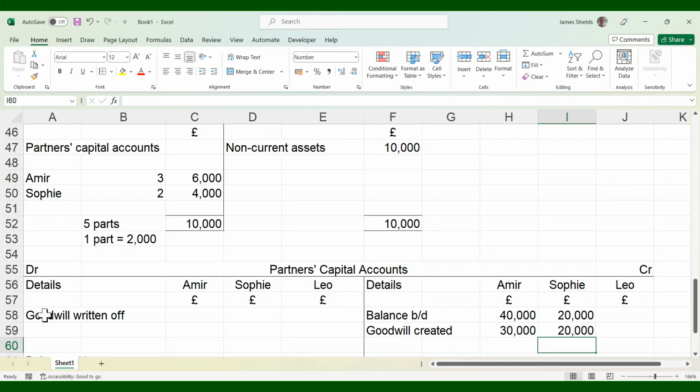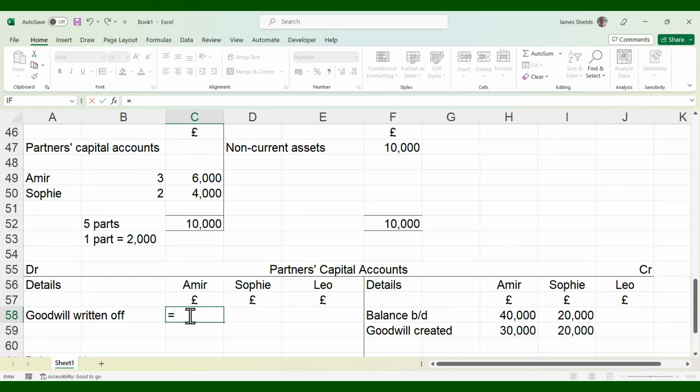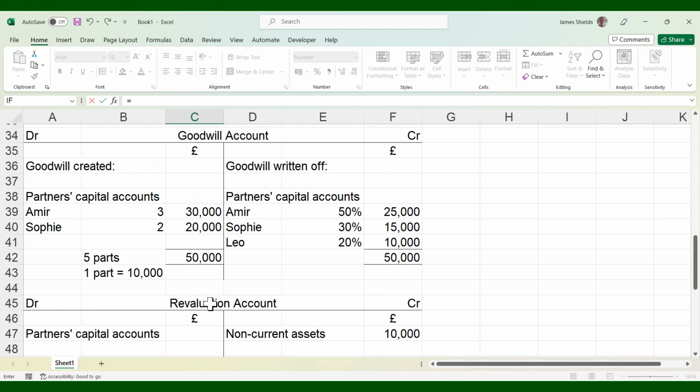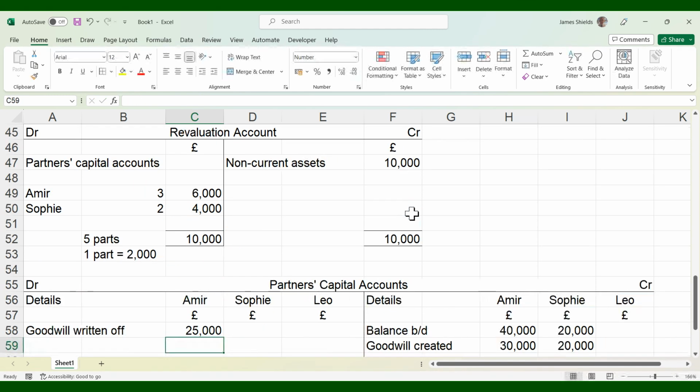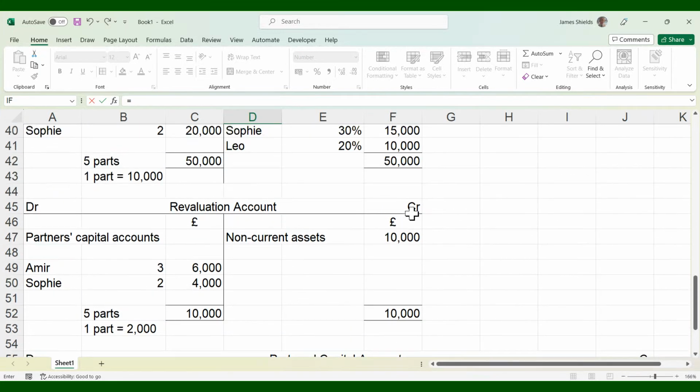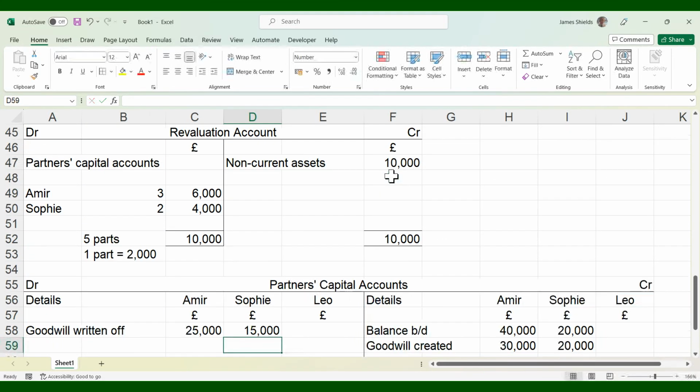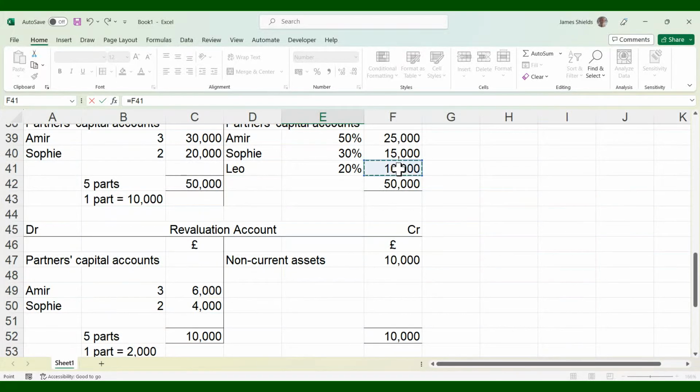Now on the debit side of the partners' capital account, we've got the goodwill written off, because the written off bit is on the credit side of the goodwill account. So for Amir, we've got £25,000. For Sophie, we have got £15,000. And for Leo, we have got £10,000.